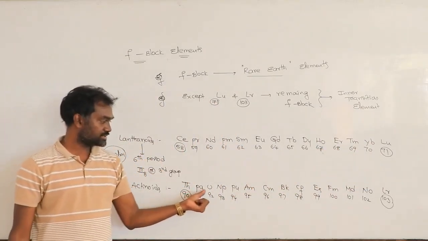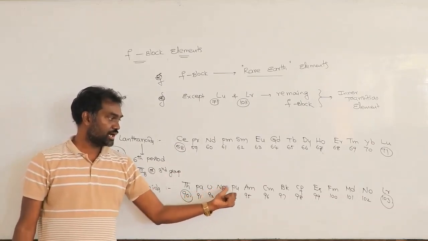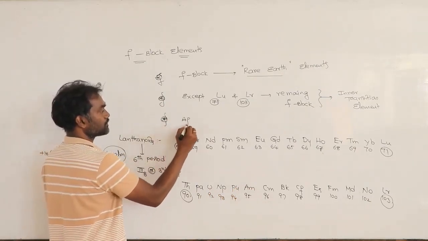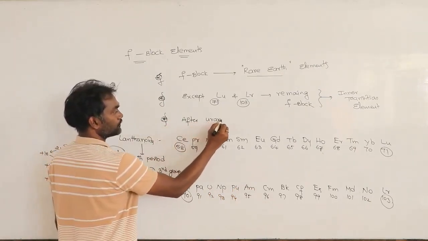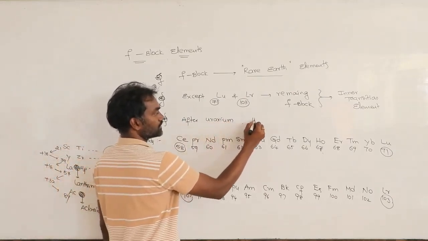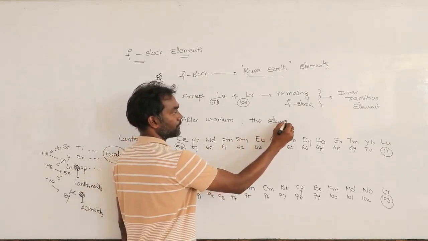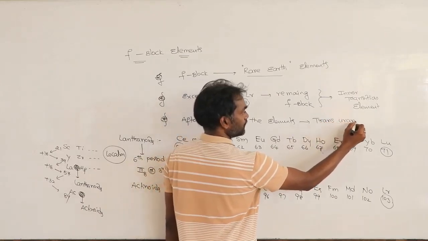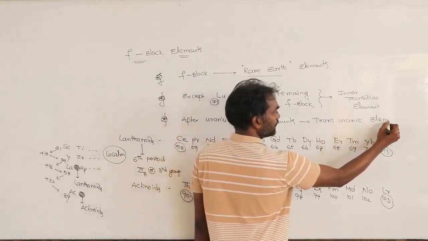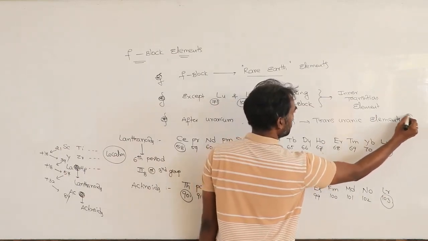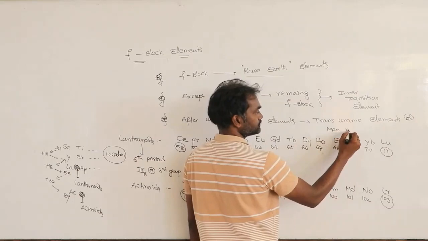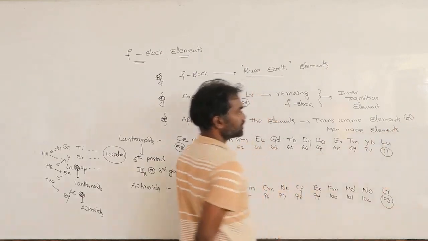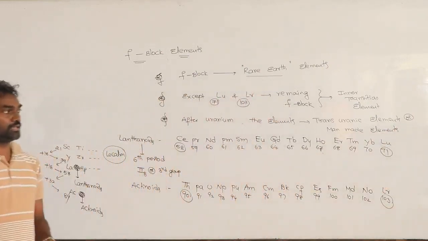Next, in actinoids, after uranium all are radioactive elements. The elements after uranium are called transuranic elements. Transuranic elements are man-made elements.